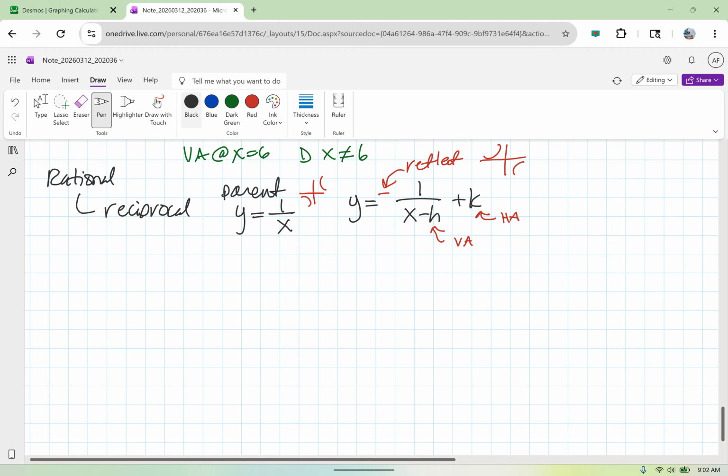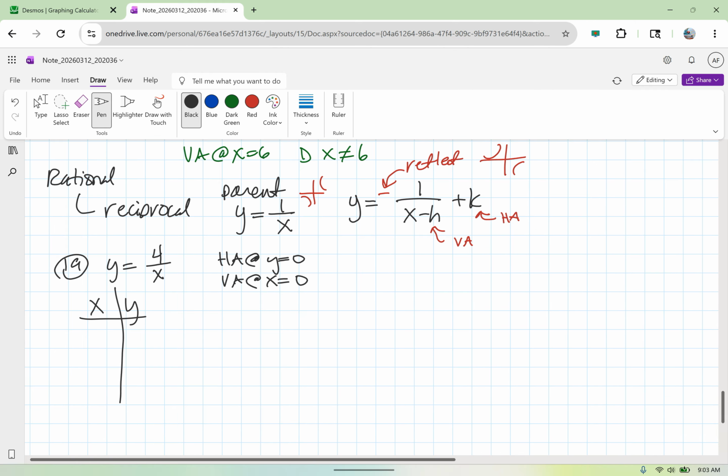So let's start with number 19, which is y is equal to 4 over x, and we'll do an xy chart for this. All right, right off the bat, we can say that our asymptotes, there's no h or k value, so that means that both are going to be at 0. And we know what those domain and range restrictions are.